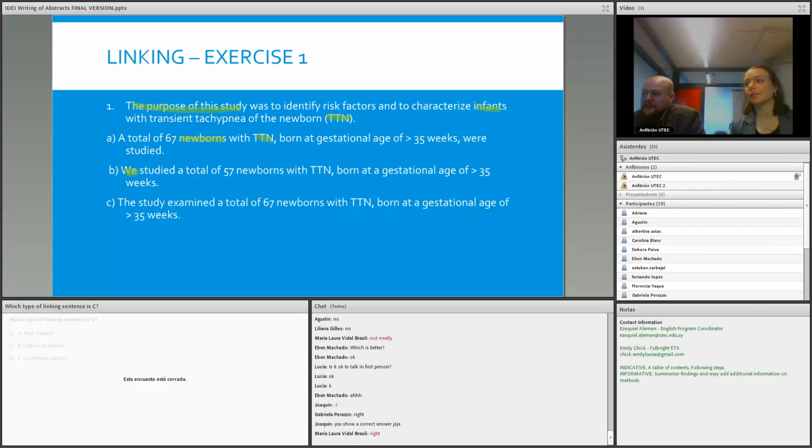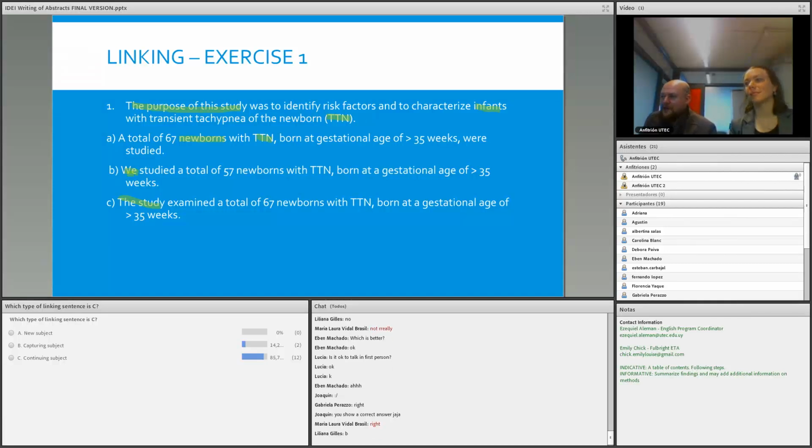Good, so let's finish there. There you have the results. Most people said it was a continuing subject, and that's the correct answer, because in the first sentence, the subject was the purpose of this study. And now you continue. The study examined a total of 67 newborns with TTN. Yes, you're right. You're saying exactly the same thing, but you're just changing the approach on how to do this.